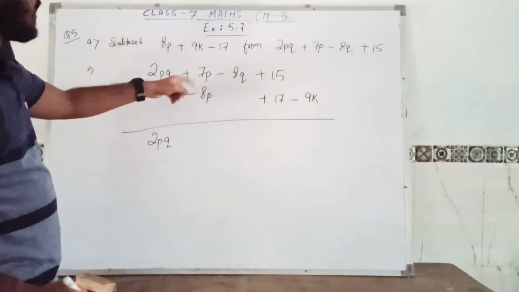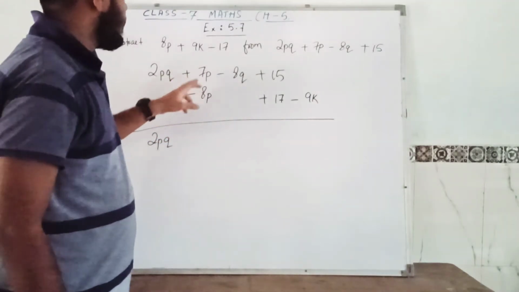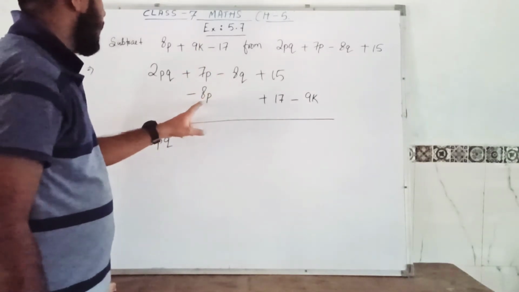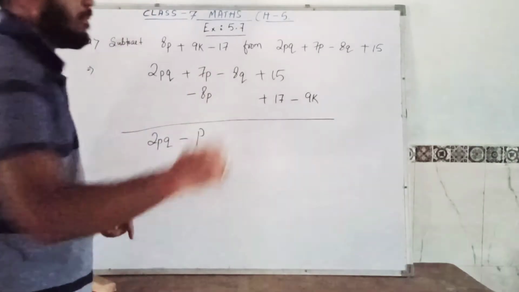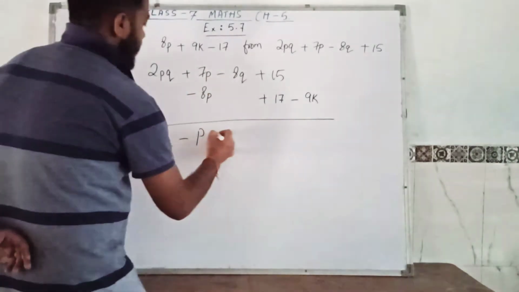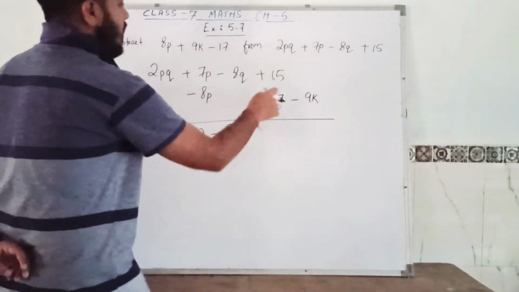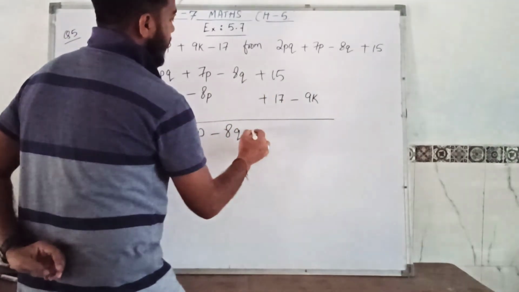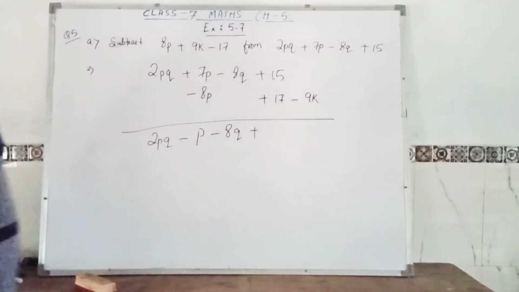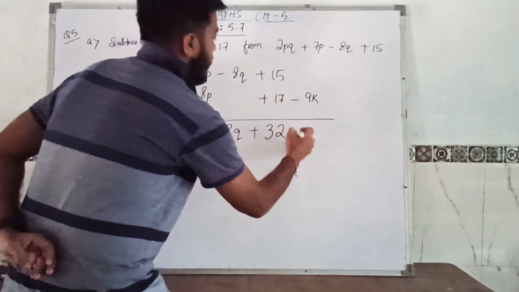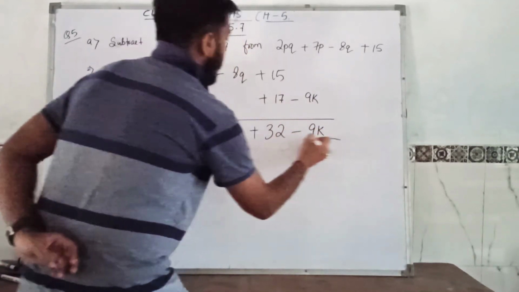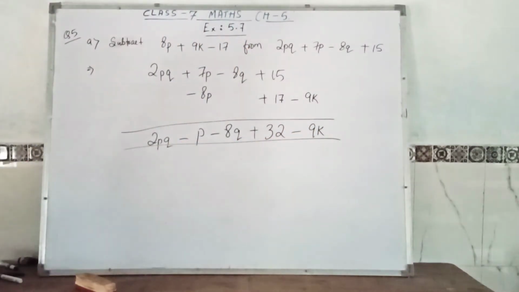2pq. This one we can solve. Plus into minus is a minus. 7 minus 8 is 1. 8 is bigger, right? So you write minus sign. 1p, so I write only p. Correct? Then minus 8q. Now this one, plus into plus is a plus. 17 is bigger, so plus symbol. So 17 plus 15, how much? 32. Okay? So minus 9k is the last variable. So this is our answer. Understood this? Please watch again and again so that you will understand.